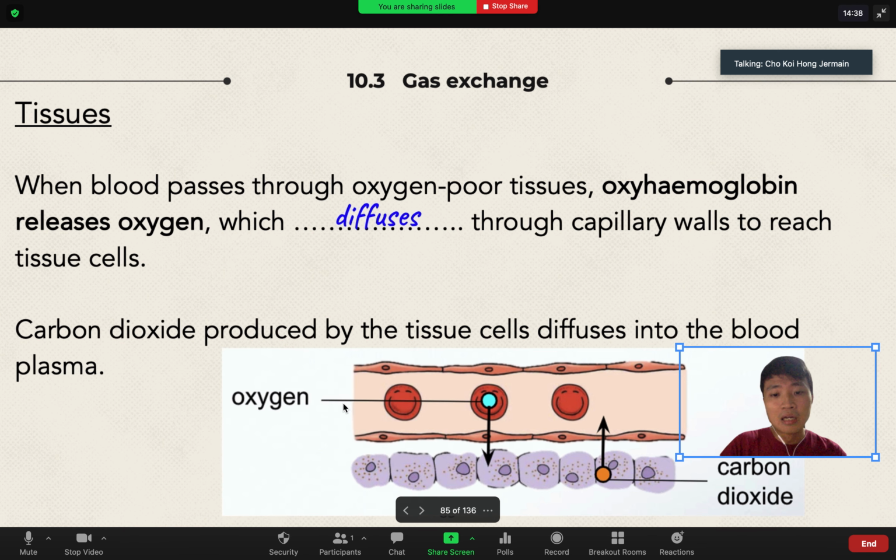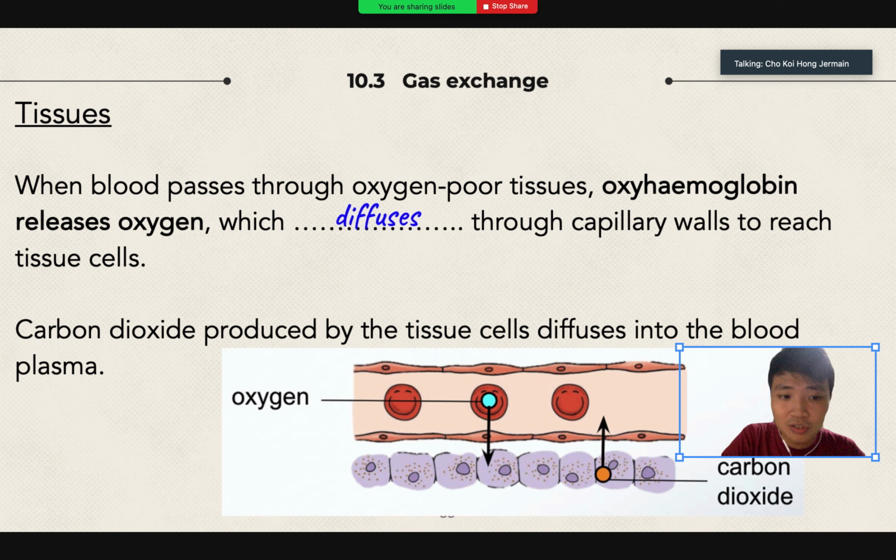Then the oxygen concentration there will be low. So in this case, oxygen in the blood will be high. Oxygen moves from a region of higher concentration to a region of lower concentration. So oxygen will diffuse through the capillary walls to reach the tissue cells.